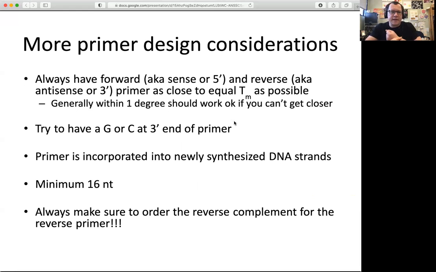More primer design considerations. When we design our forward and our reverse primers, we want to make sure that their annealing temperatures match. Remember, when we're going through our PCR cycle, we have our melting, our annealing, and our extension. That annealing temperature is when the primer sticks to the template, and that temperature is dependent on the base pair composition of the primer.